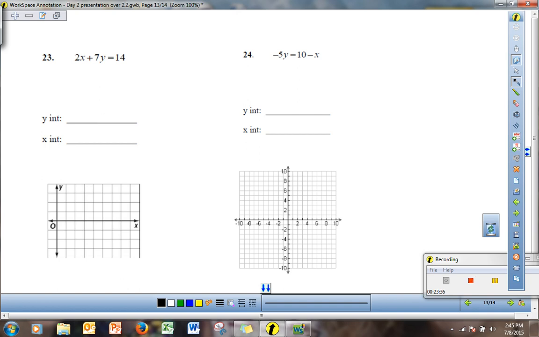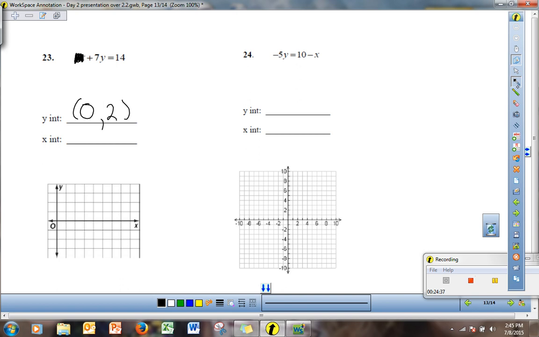So here's what we're going to do. To find the y-intercept, look back on top of your sheet there. It says, to find the y-intercept, simply let x equal 0. So to find the y-intercept, I'm going to let x equal 0. Here's what that means for you. If I plug a 0 right up here for x, it's going to wipe this term out. You're left with 7y equal 14. Solve that thing for y. 14 divided by 7 is 2.